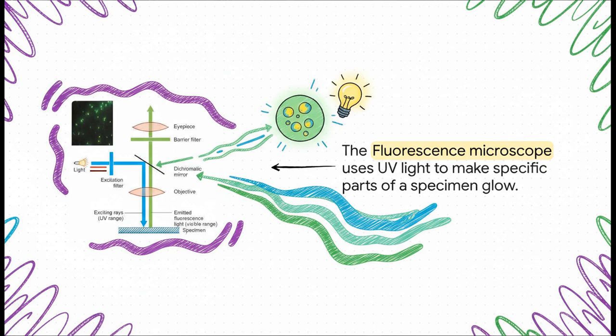You use a special dye to tag a molecule or a part of the cell. Then you blast it with invisible high-energy UV light. That dye absorbs the energy and then shoots it back out as bright, visible light of a totally different color. It's basically like turning one tiny part of the cell into its own little light bulb.